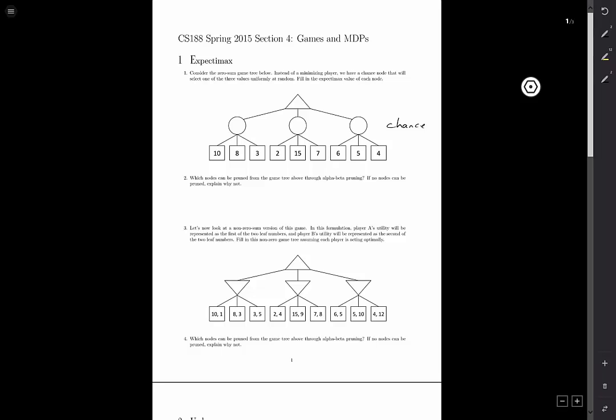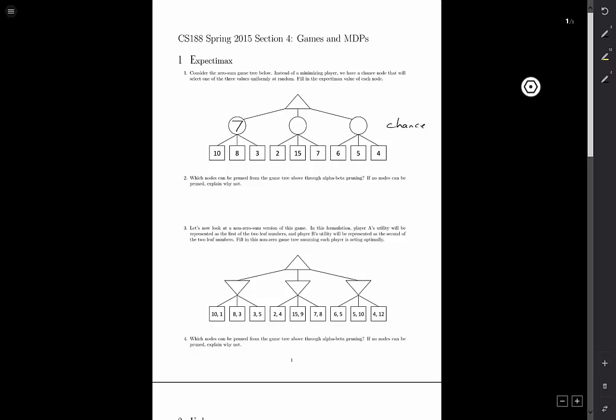Okay, so first we start at the max and we go left and we reach the expectimax node. So how do we compute the value? It's the sum of the probability times the value. So it's going to be 1/3 times 10 plus 1/3 times 8 plus 1/3 times 3. If we sum them all together, 10 plus 8 plus 3, we get 18 plus 3 is 21, divided by 3, that gives us 7.